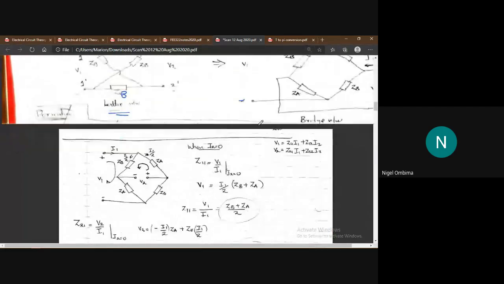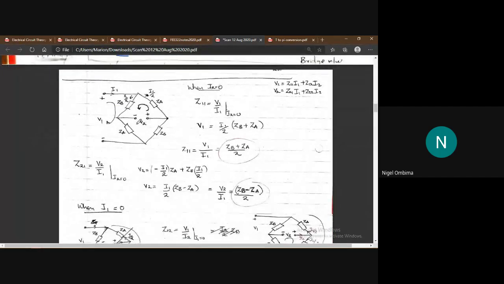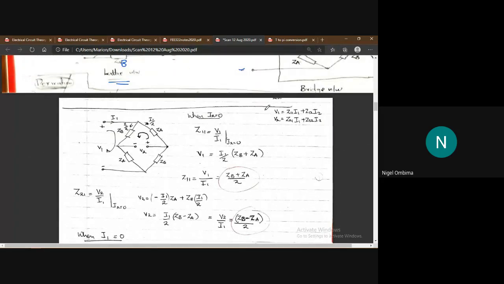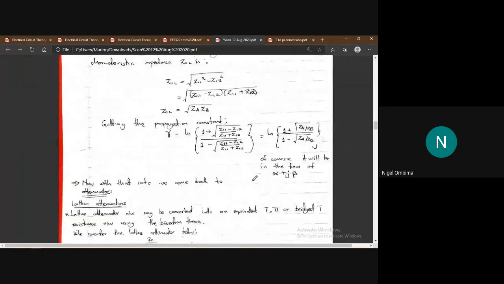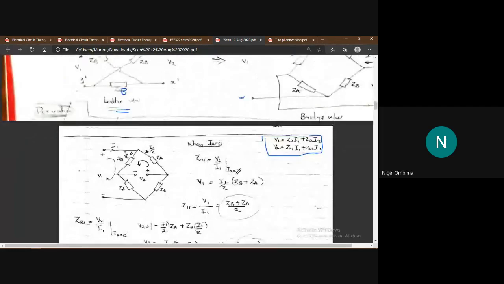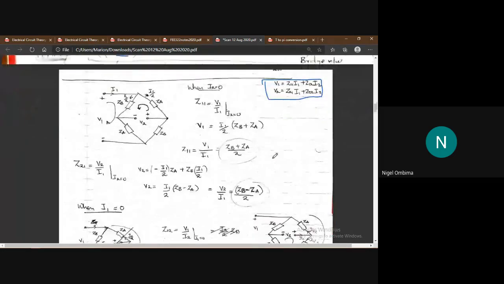So analysis of it, this is the bridged network. It's just the equivalent lattice network. So when I1, okay, let me use the Z parameters over here to get the formulas for attenuation yenye iko huku chini. V1 is equal to Z11 I1, Z12 I2. V2 is that. Those are the parent equations for Z parameters. So Z11 is V1 over I1, whereby I2 is equals to 0.